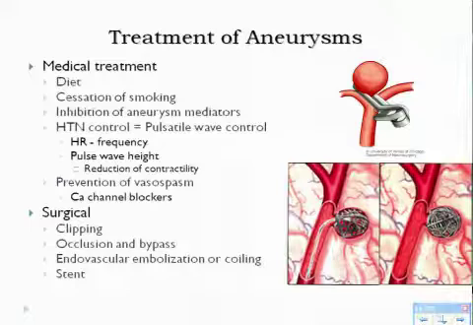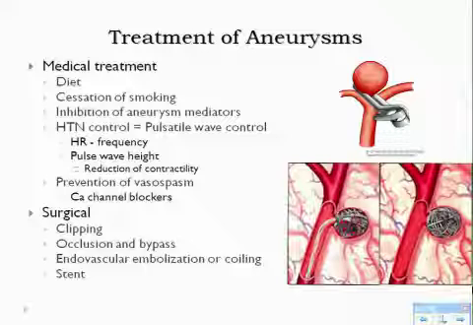Now there are different treatments for aneurysms. Most people who present with aneurysms are asymptomatic or minimally symptomatic, and the size of the aneurysm determines your treatment choices. For a small fusiform aneurysm, treatment includes diet control, cessation of smoking, and inhibition of aneurysm mediators. There's some thought that giving people ACE inhibitors with this disease may prevent or decrease the expansion of the aneurysm. The other important part of medical treatment of aneurysms is hypertension control.